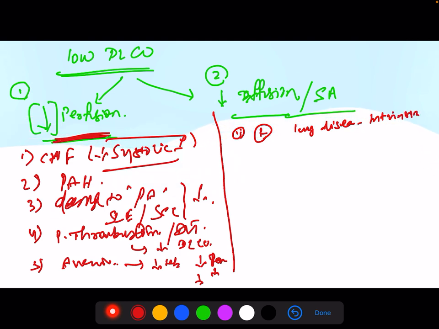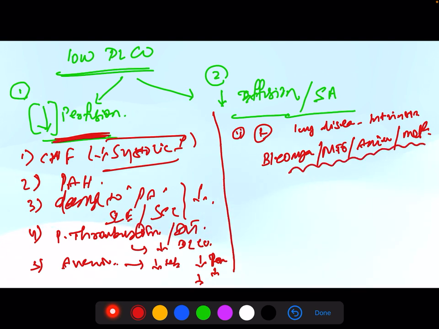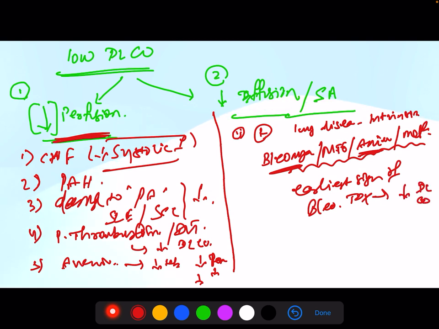For example, bleomycin or nitrofurantoin or chronic amiodarone therapy or methotrexate leading to pulmonary fibrosis. So basically patients on bleomycin and chronic amiodarone therapy, there is an MCQ which is, what is the earliest sign of bleomycin toxicity? Earliest sign of bleomycin toxicity, that is decrease in DLCO.